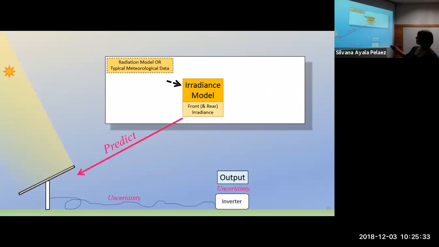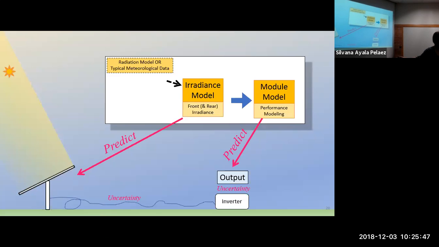Now, this output from the irradiance, we can also feed it into a module model. So the electrical model that we're using with whatever parameters we're using for the panel. And that will tell us what the output is, how much energy we're producing. And that we can compare to the output.